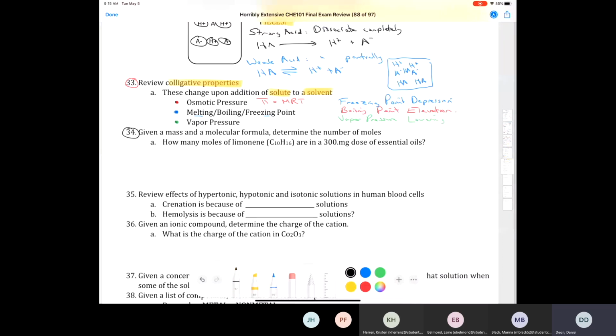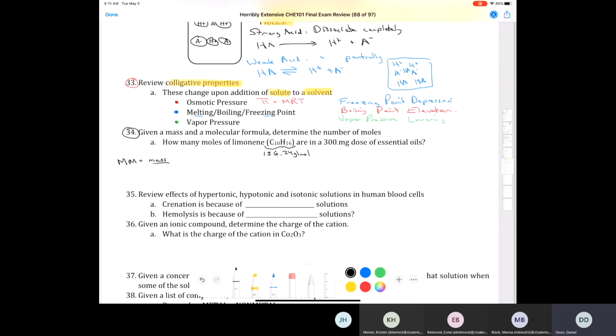Question 34, given a mass and a molecular formula, you should be able to determine the number of moles. So it says, how many moles of limonene are there in the 300 milligram dose? Well, I'm assuming that the essential oil is all limonene. And the first thing that you have to do here is determine the molar mass of limonene. So I add up the mass of 10 carbons and 16 hydrogens. I've already gone ahead and done that, and it's 136.24 grams per mole.